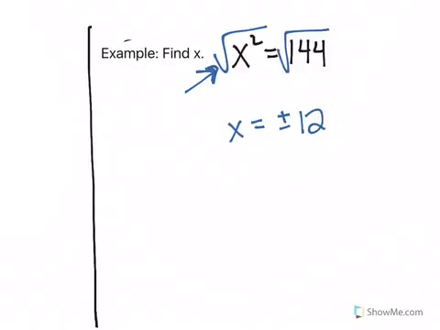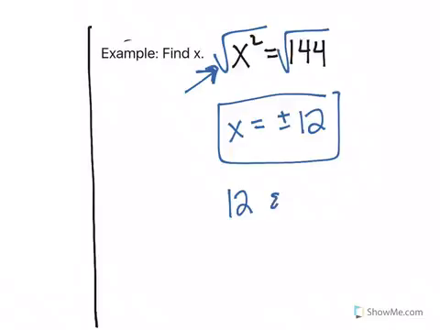So this solution, or this answer, has two solutions, and those two solutions are plus 12 and negative 12. You could also write this as 12 and negative 12, but there's really no need. You can always just write it like this with the plus or minus together.